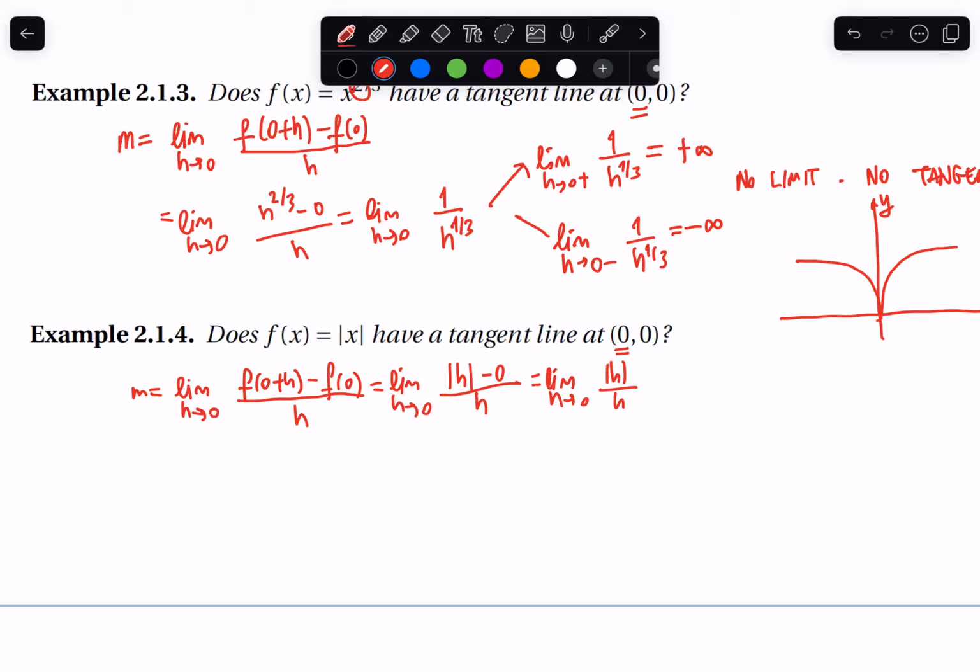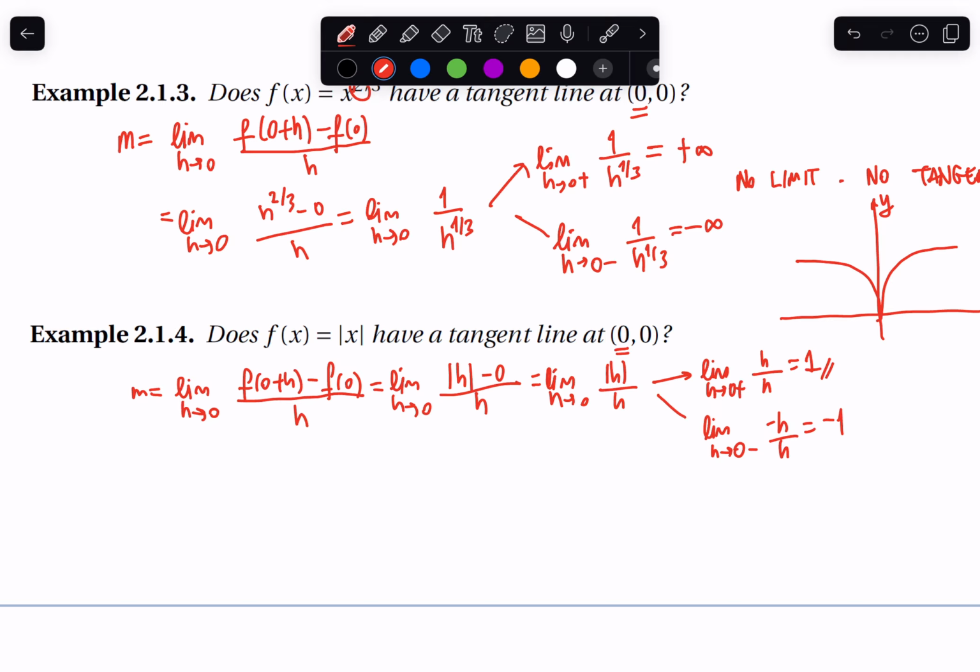And for this limit, we have to approach from the right and from the left. So if we approach from the right, the absolute value is h, so this is just 1. But if we approach from the left, then this is minus h over h, which is minus 1.